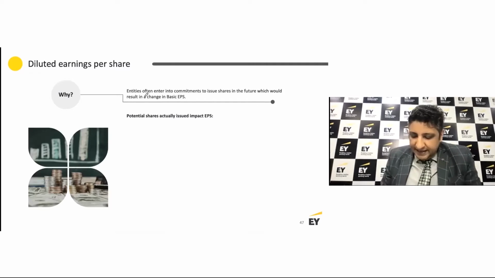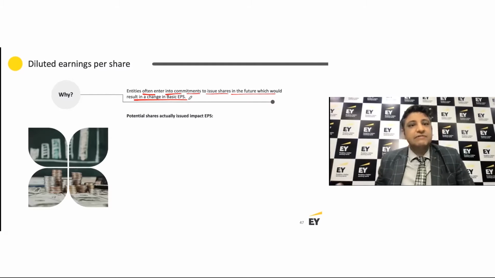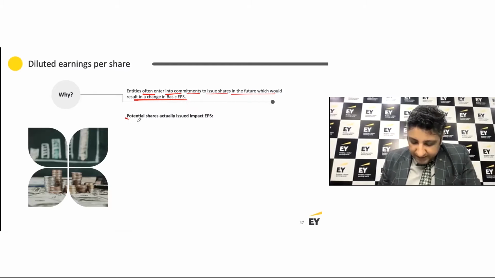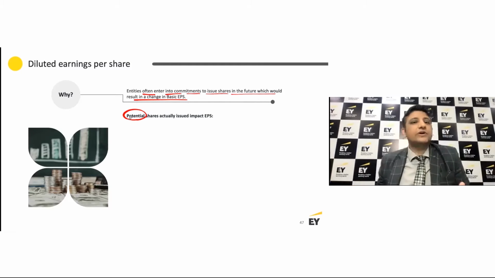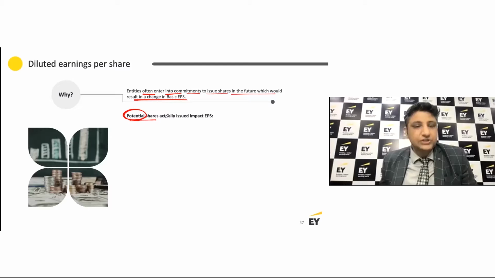We're saying that entities often enter into commitments to issue shares in future, which can very well change the EPS. The whole idea is that the denominator, which is the weighted average number of shares, if it increases, then automatically the EPS would decline. So we are referring to something that is not a share today, but has a potential to become a share in future. It's not a share today, but it has a potential to become a share in future. And we use the term potential share.